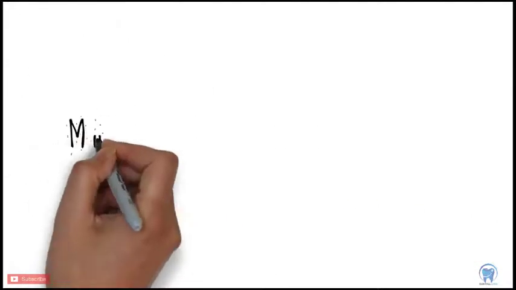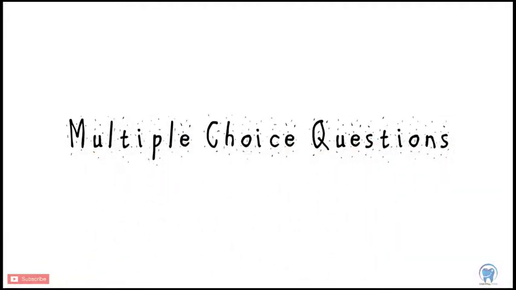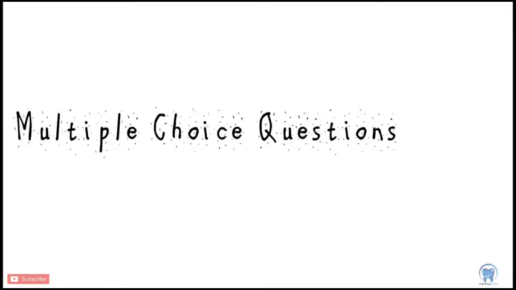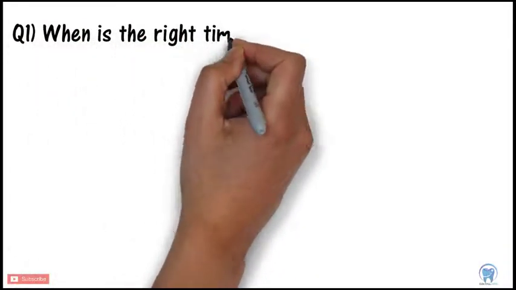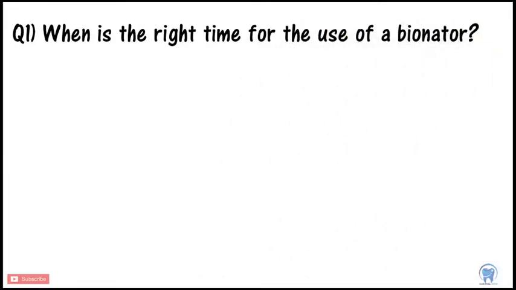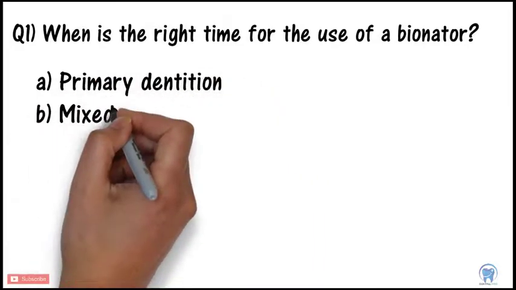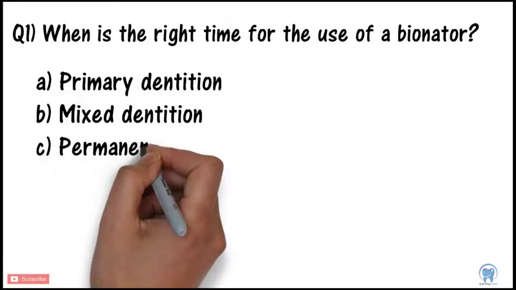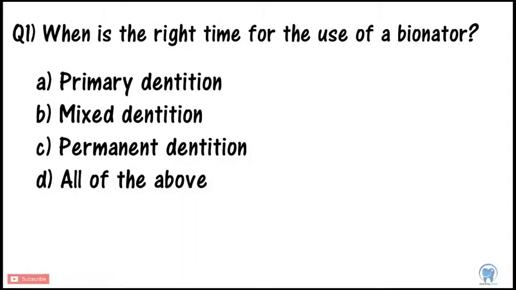Now let's revise what we have learned till now about the bionator by solving some multiple choice questions. Question 1. When is the right time for the use of a bionator? Option A, primary dentition. Option B, mixed dentition. Option C, permanent dentition. And option D, all of the above.